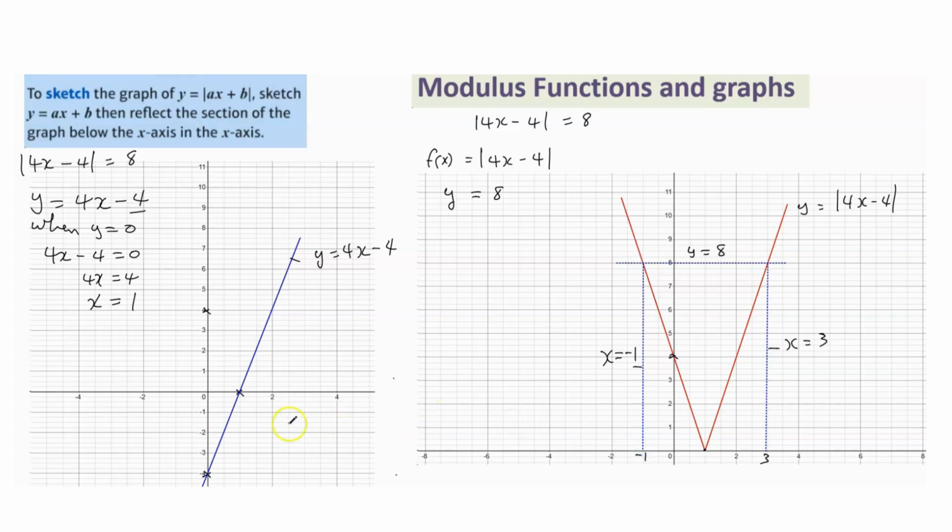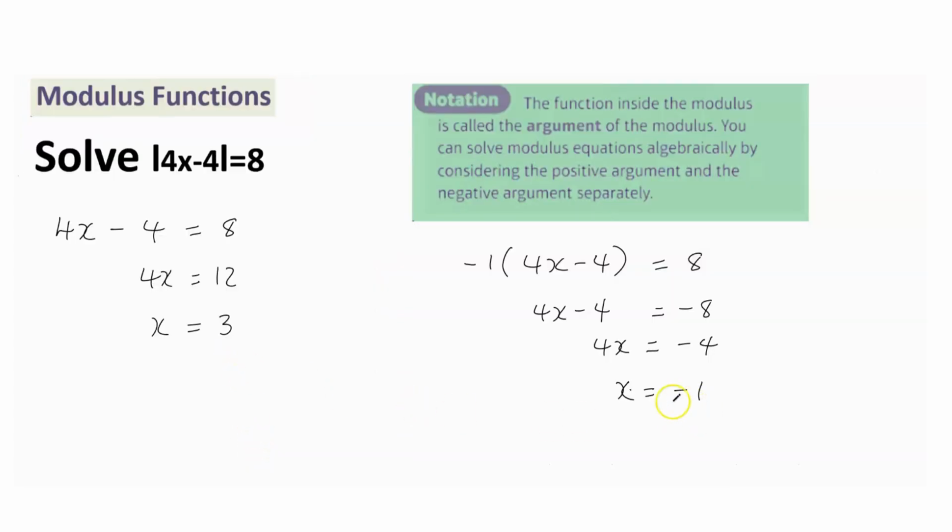So if we look back at our algebraic solution, we have x as minus 1 and we have x as positive 3, so we can see that we have the same solution there. x is minus 1 and x is positive 3.